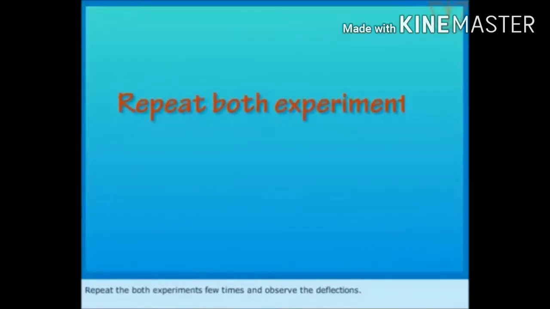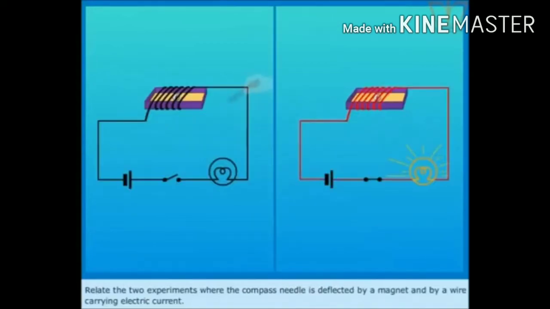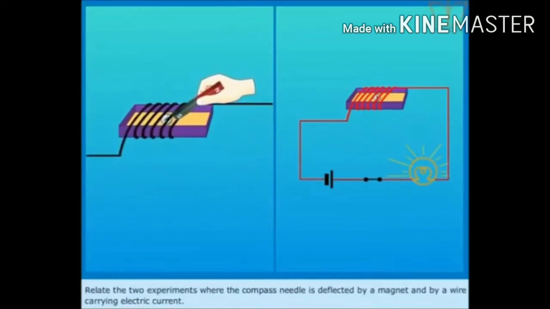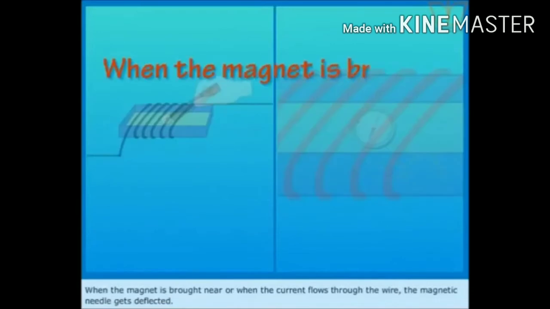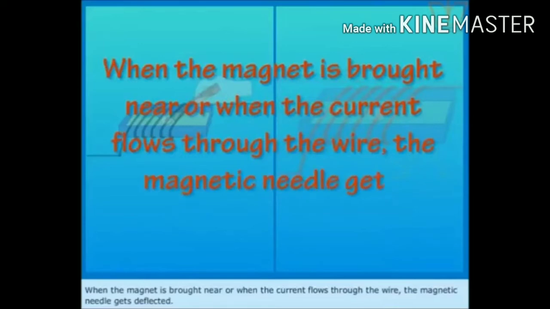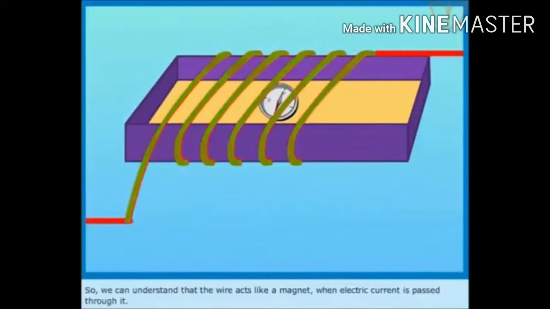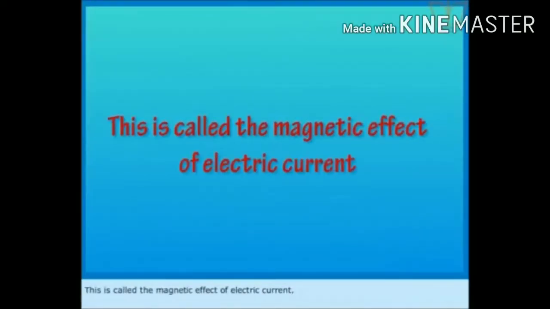Repeat both experiments a few times and observe the deflections. Relate the two experiments where the compass needle is deflected by a magnet and by a wire carrying electric current. When the magnet is brought near or when the current flows through the wire, the magnetic needle gets deflected. So, we can understand that the wire acts like a magnet when electric current is passed through it. This is called the magnetic effect of electric current.